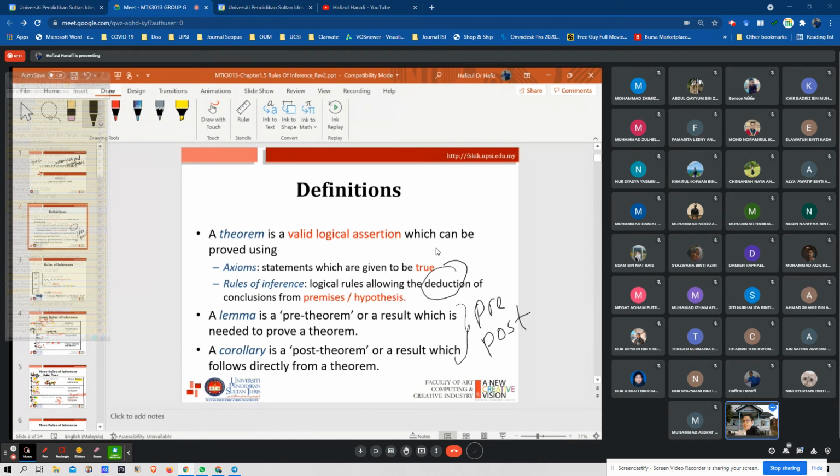Okay. So far, do you have any questions? Is it okay? Okay, later we see what is a lemma, pre-theorem, and then this is a logical law, rule of weakening. Then we have corollary, post-theorem, which means the rule for strengthening the conclusion.